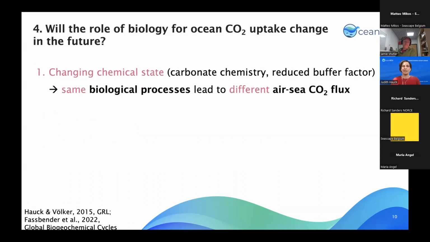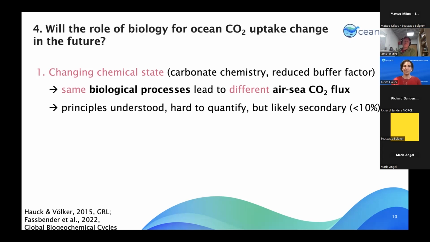So the first one is the changing chemical state. As I just said, in a high CO2 ocean, the carbonate chemistry is in a different state, and the same biological processes actually can lead to a different air-sea CO2 flux. Now, this, I think, is in principle understood. The carbonate chemistry is well known, but it is quite hard to quantify this. Based on the paper by Andrea Fassbender et al., it's likely a second order effect, maybe less than 10%.